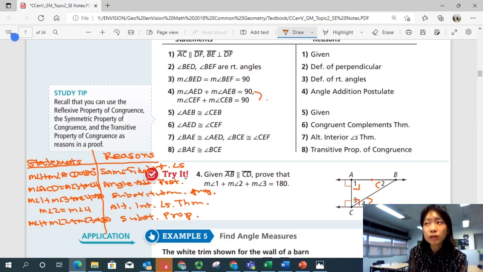And now you have proven what you needed to prove. Alright, yeah, it does look a little bit confusing at first because you don't know which theorem you want to use, but try to look at the given information and get some hints from there and start from there.